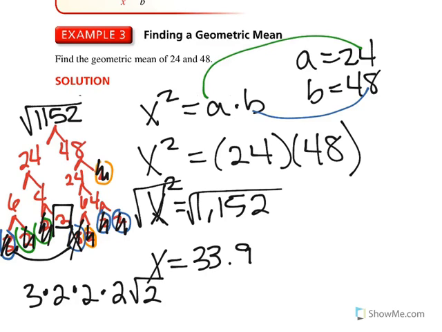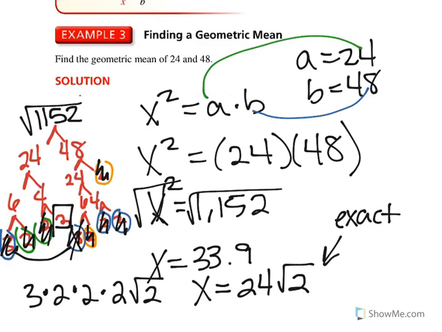Okay. So 3 times 2 times 2 times 2. 3 times 2 is 6, times 2 is 12, times 2 is 24. So x is actually 24 square roots of 2, and this would be the exact answer, which is what we're looking for.